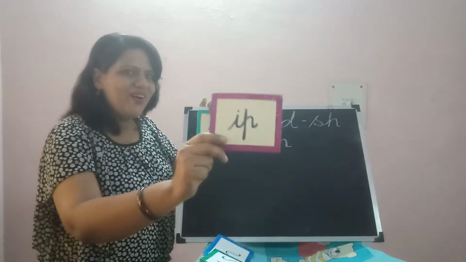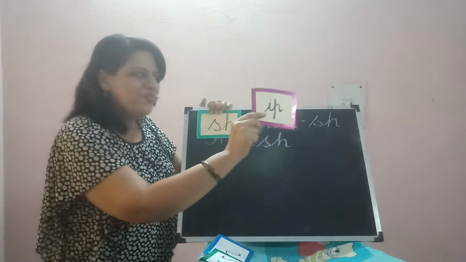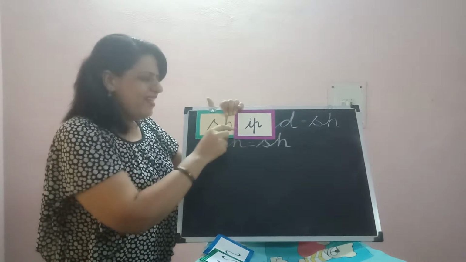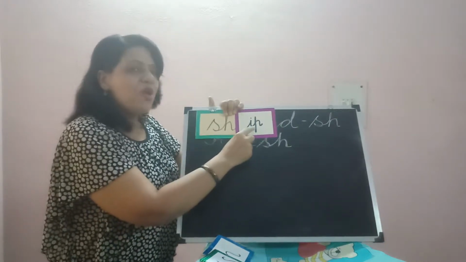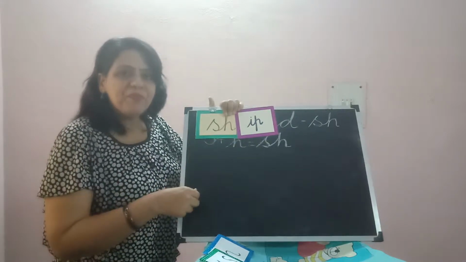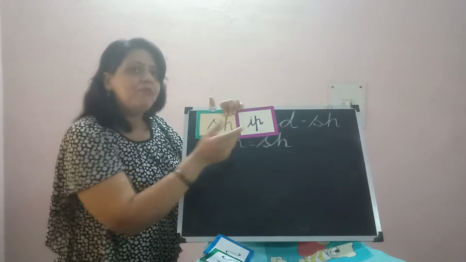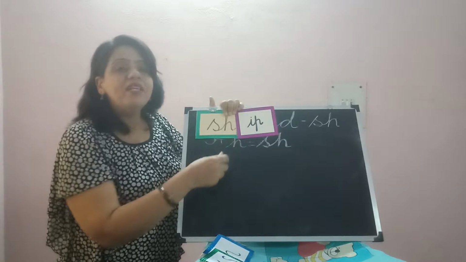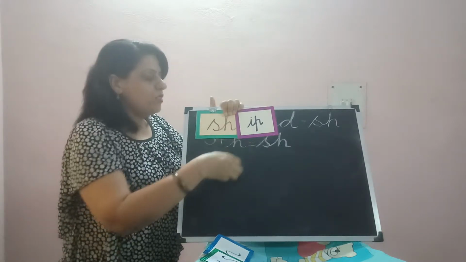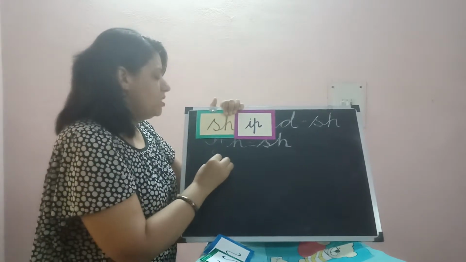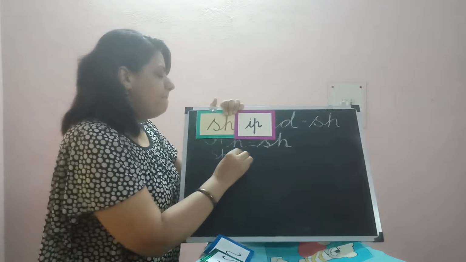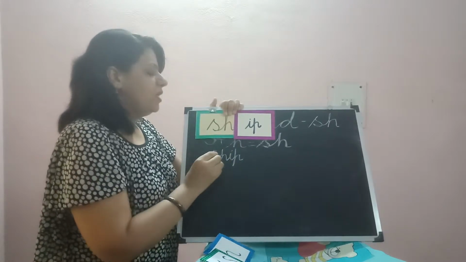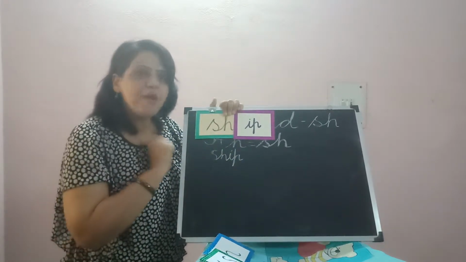Sh, i, p, ship. Now we will read them together. Sh, i, p, ship. Here we found our first word.